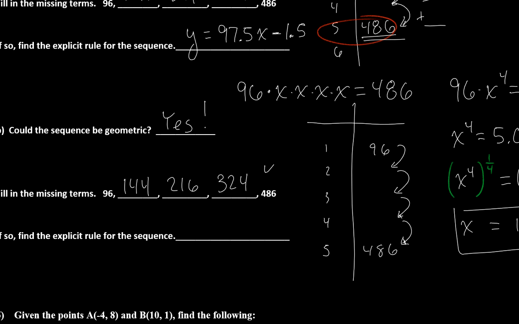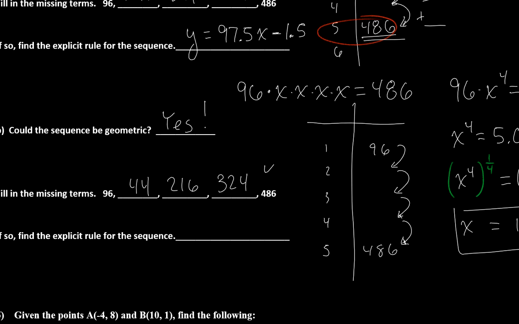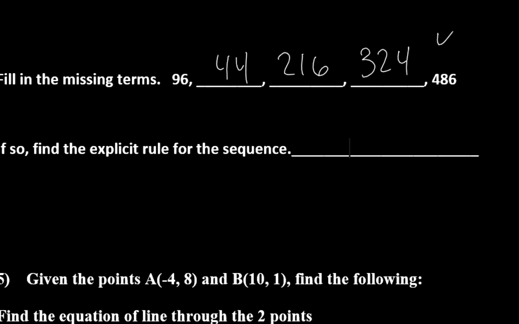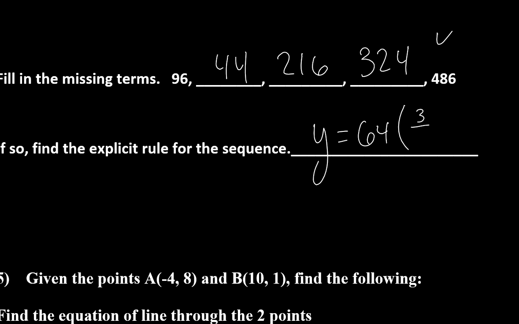So the last thing we're going to do is write out our explicit equation. Again, I need the 0th term. If I look at this, I'm multiplying by 1.5 to move forward. So I'm going to take 96 and divide by 1.5. When I do that, it gives me the number 64. So my 0th term is 64. My equation should look like this, and I'll write it in y equals notation. y equals my 0th term, which is 64. Every single time I'm multiplying by 1.5, and I'm going to write that as a fraction, 3/2. I like how that looks.